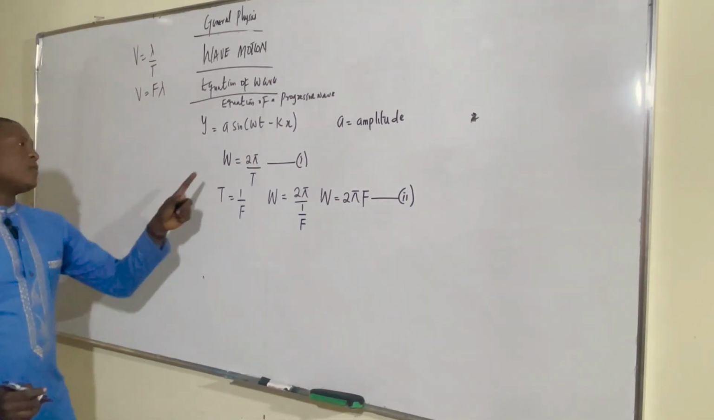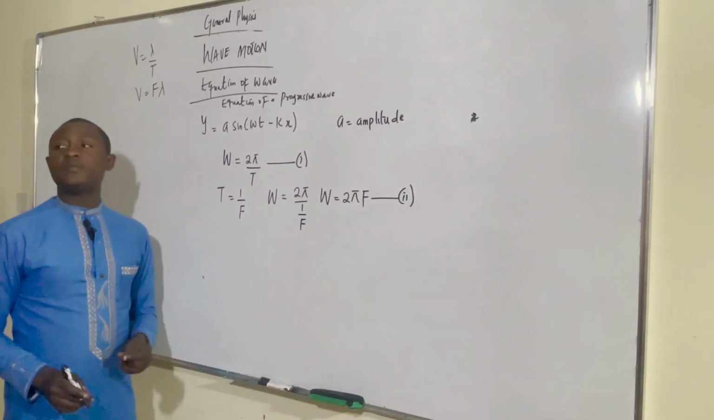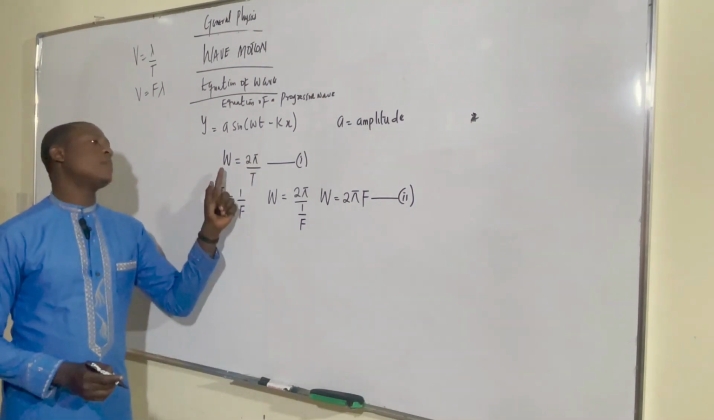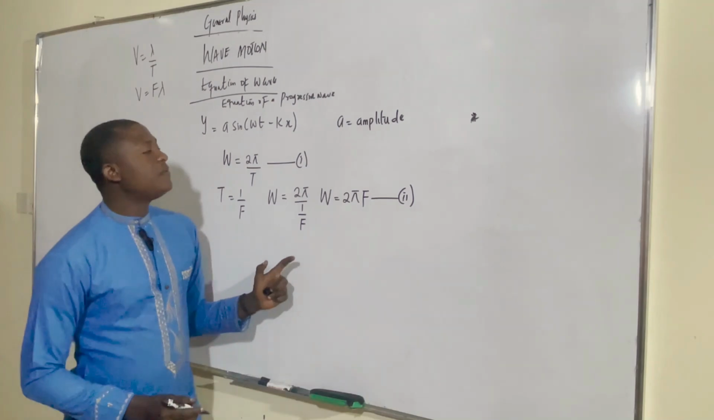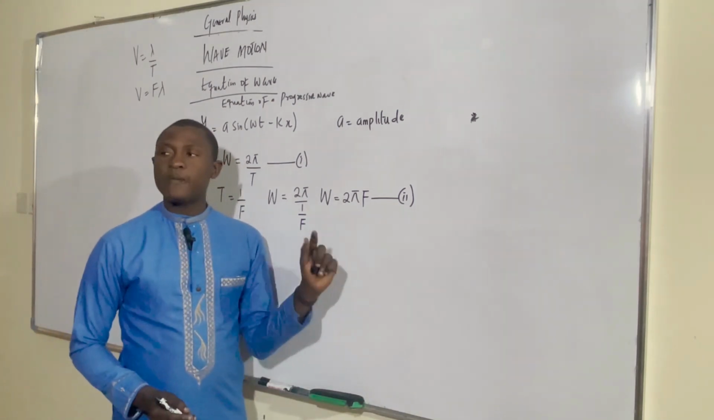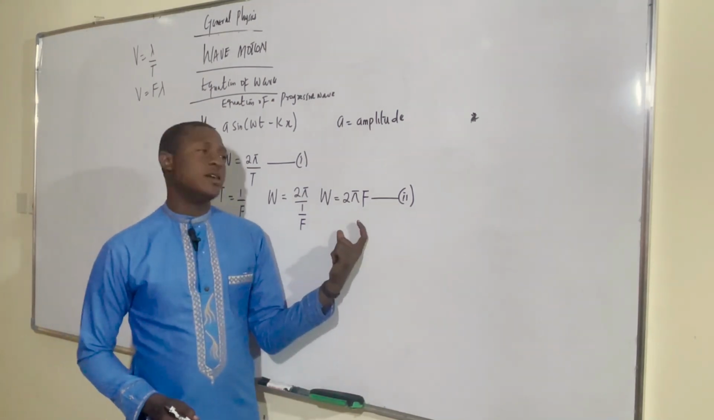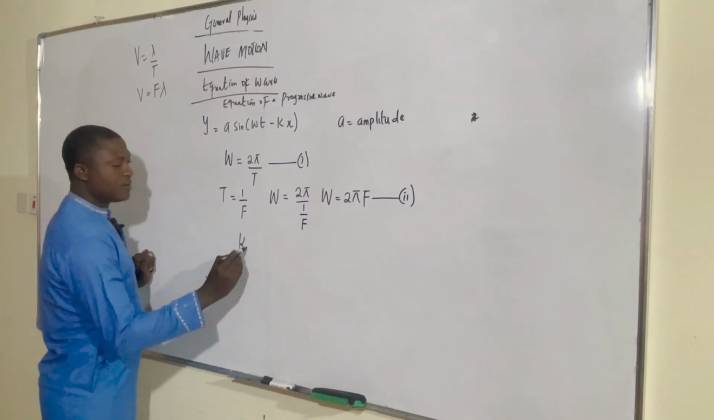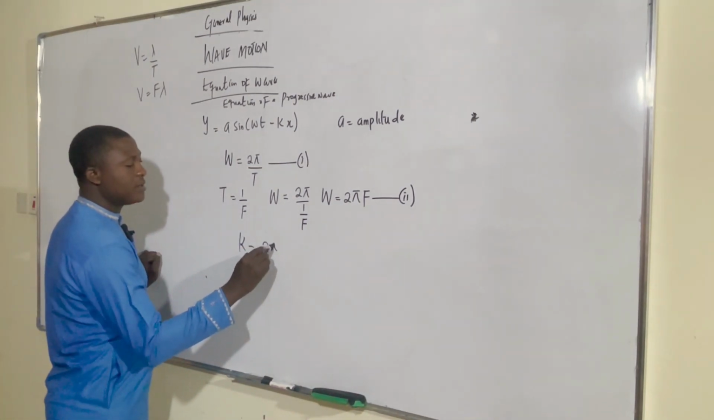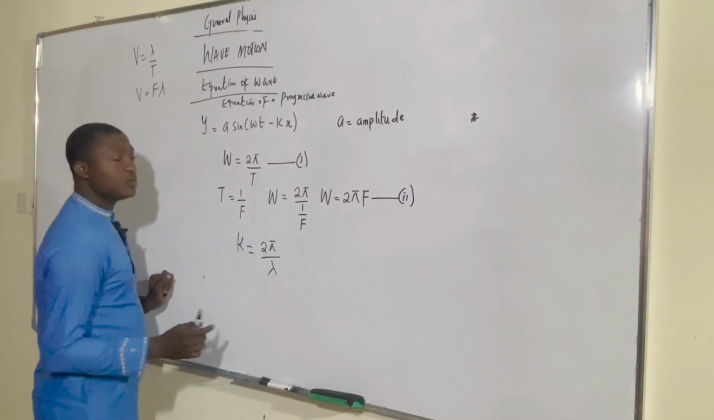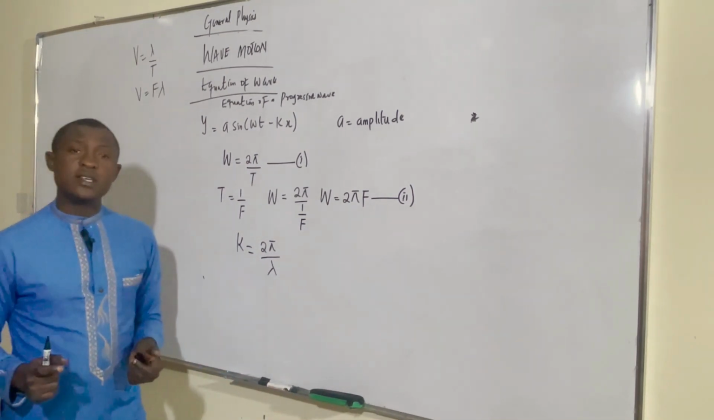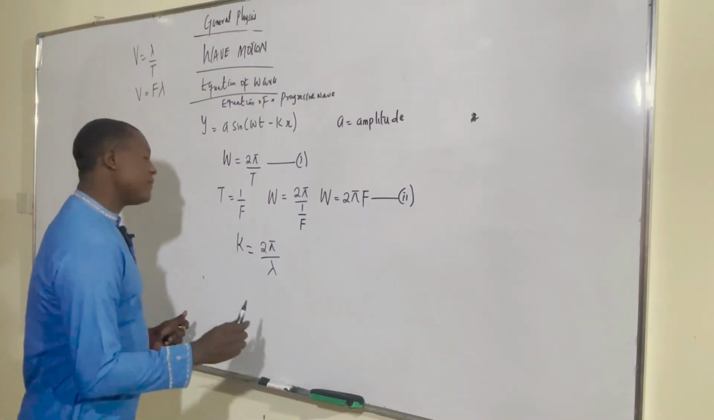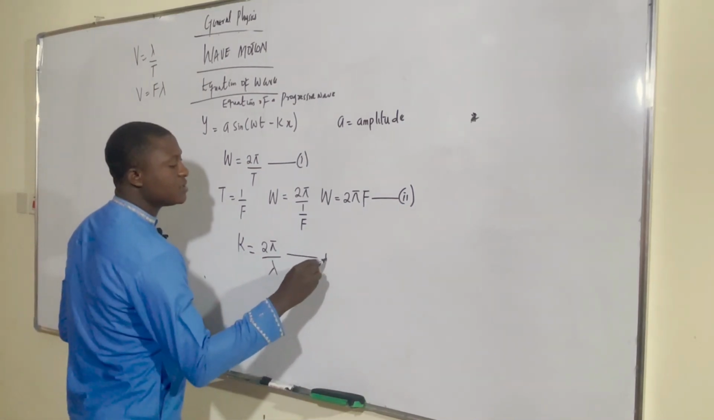Now, it depends. If you have to find the period, and you have been given the value of omega from the equation, you can just apply equation 1. Or if you have to find the frequency and omega has been given, we can apply the second equation. Now, we also have k, which is 2 pi over lambda. Recall that the wavelength is the distance between two successive crests or troughs that are in phase. We can call this equation 3.